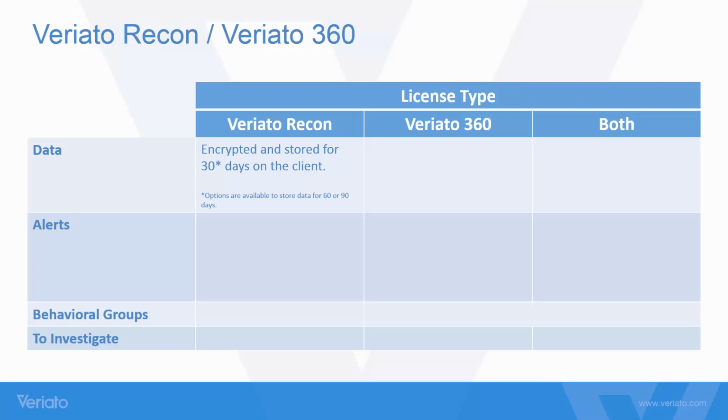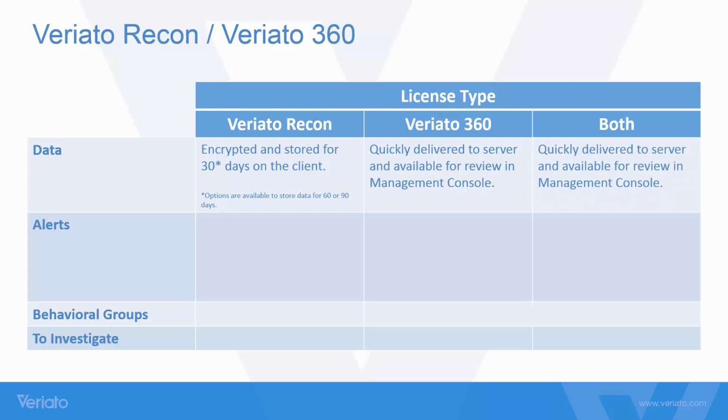In contrast, when the computer is being monitored using a Veriato 360 license, the data will be sent from the client computer to the Veriato server as quickly as possible, allowing you to view it in the management console at any time. If you are monitoring the computer with both types of licenses, the data will behave as it does with the Veriato 360 license and be delivered to the Veriato server as quickly as possible. Another difference between Veriato 360 and Veriato Recon is the types of alerts that are available with each. When monitoring a computer with Veriato Recon, you have the ability to configure and utilize Veriato Recon's keyword alerts, anomaly-based alerts, and compromised credentials alerts.